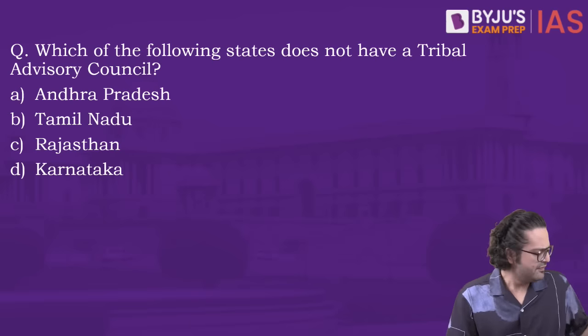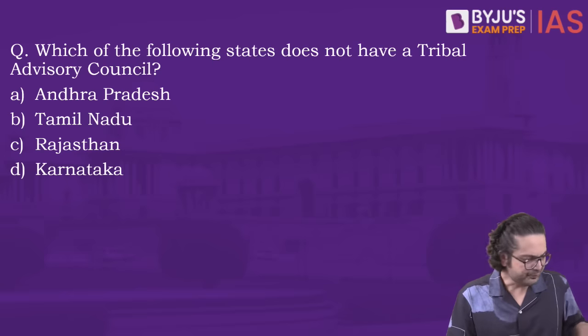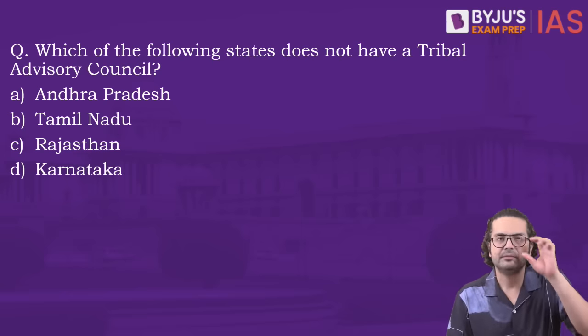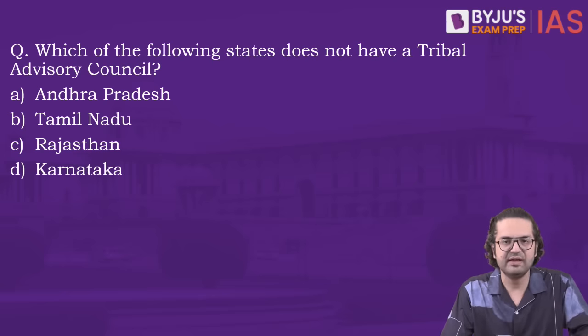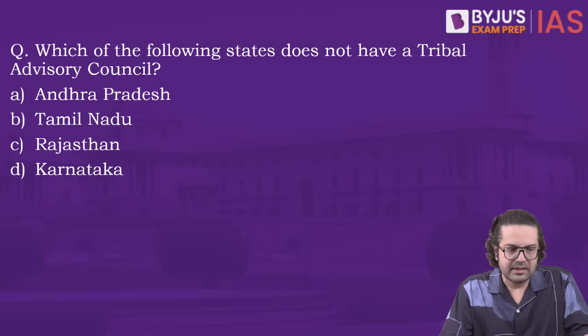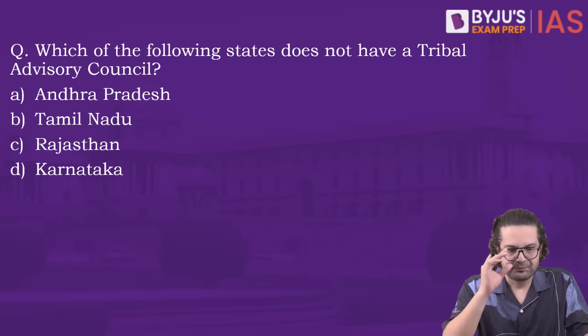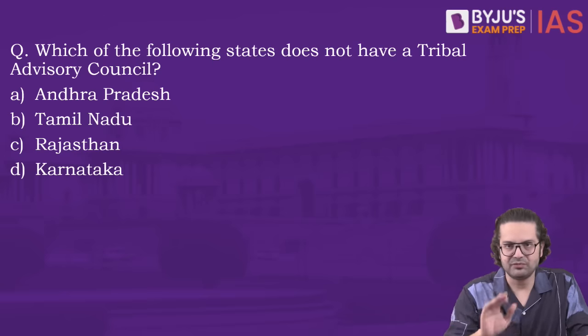Next question. Which of the following states does not have a tribal advisory council? You know, all these areas are called Schedule 5 areas. These Schedule 5 areas are across 10 states. And in every state which has a Schedule 5 area, you have to form a TAC, called Tribal Advisory Council.